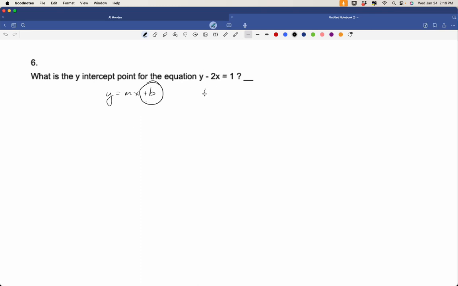So let's add 2x to both sides. So then we'll put it in this format. Y is equal to, the x term goes first, and then we have a positive 1. So this number here is this. So the y-intercept point for the equation is 1. Okay? And you could have put positive 1 too. I think it's just 1, but that would be the answer. Let's look at the next one.